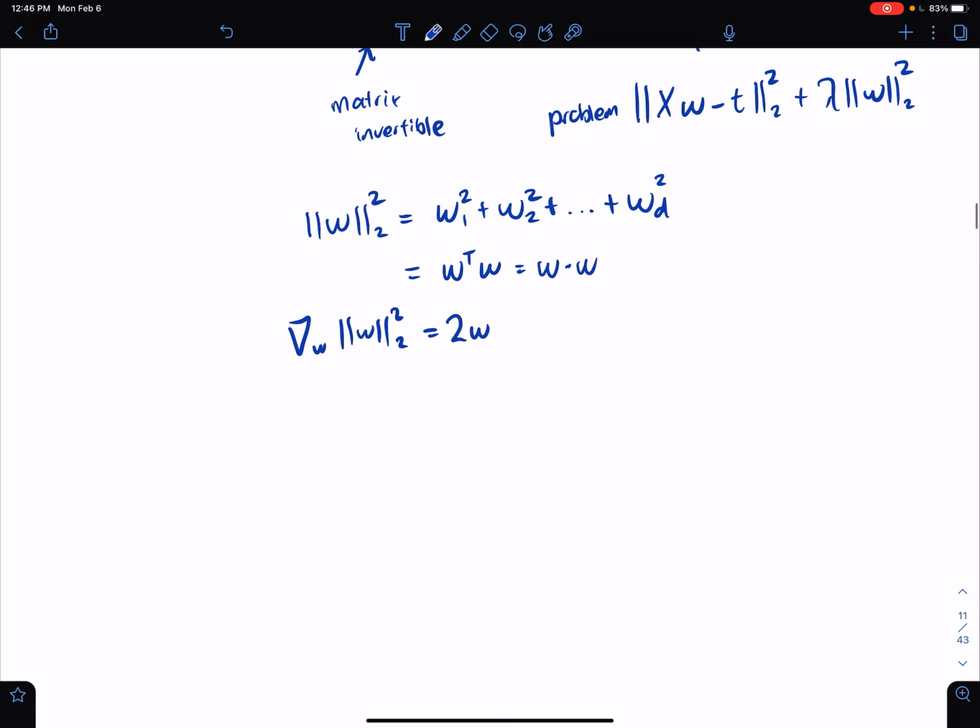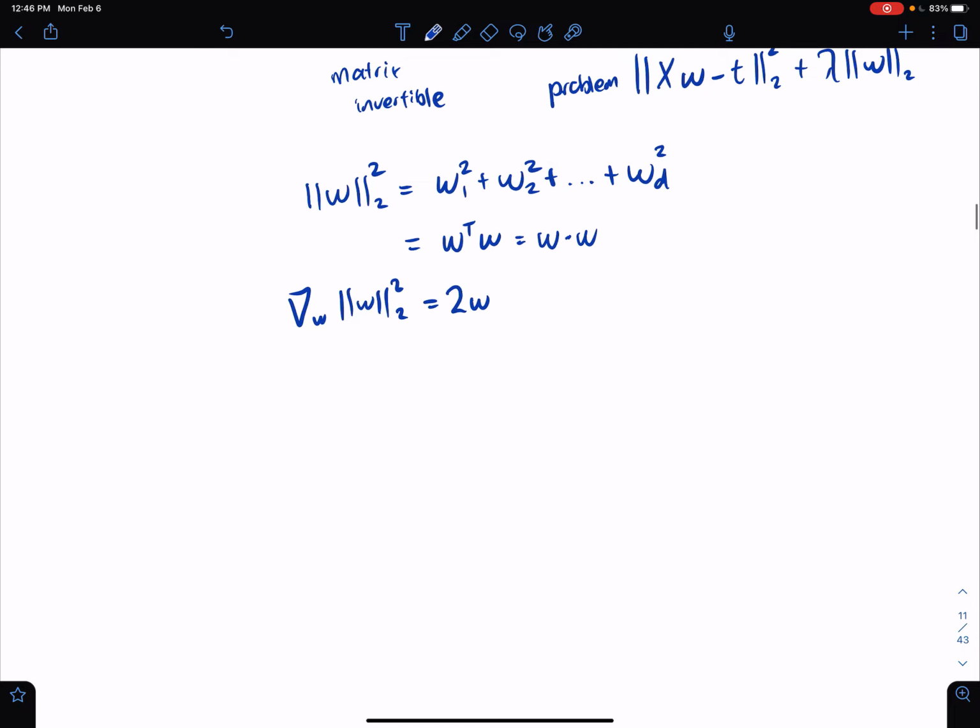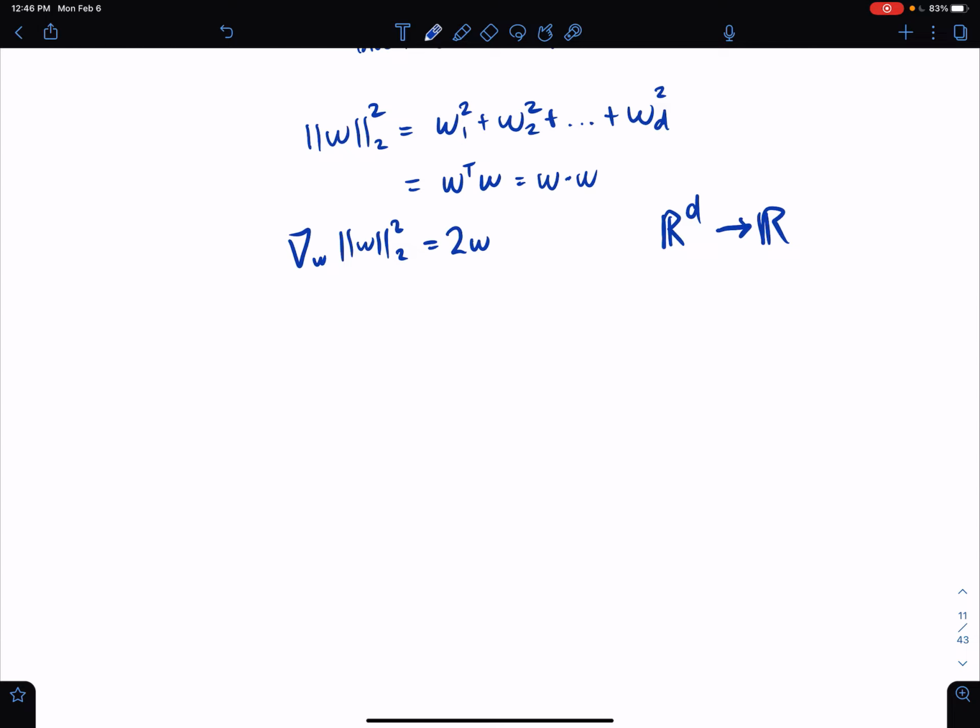So remember, the gradient is saying how this function is changing with each of the inputs, right? So the W squared norm is a function mapping from R^D to R. And each of the components corresponds to how the function changes. So we have partial f, partial W1, partial f, partial W2, and so on.